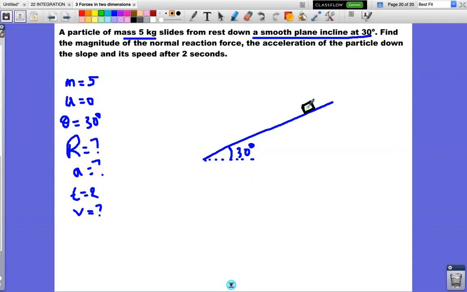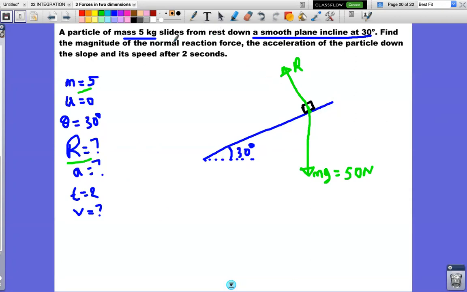We should have the weight mg. So m here is 5, so the weight is 50 newtons. Then we have the normal contact force. Call it R, which is what we are looking for. We have it here. We are looking for R.